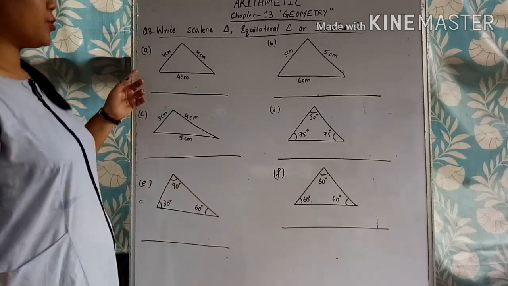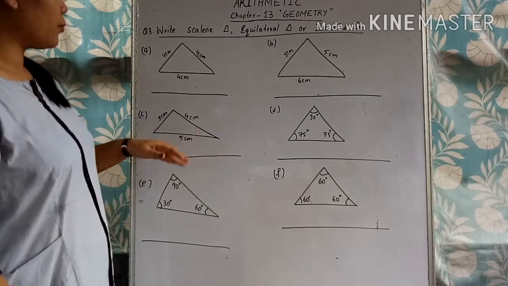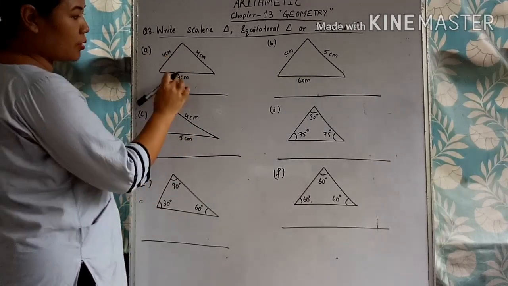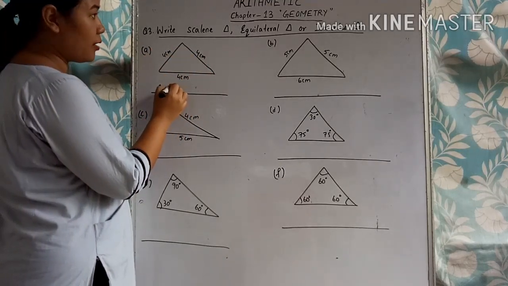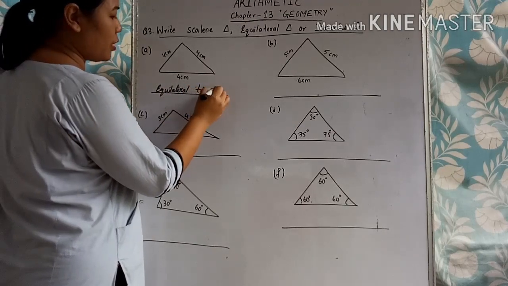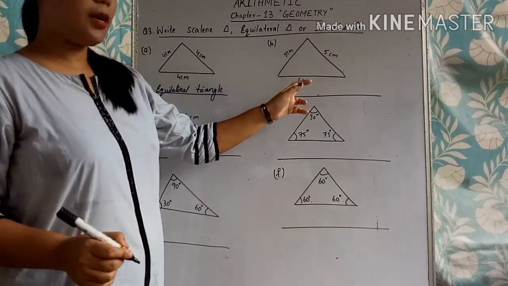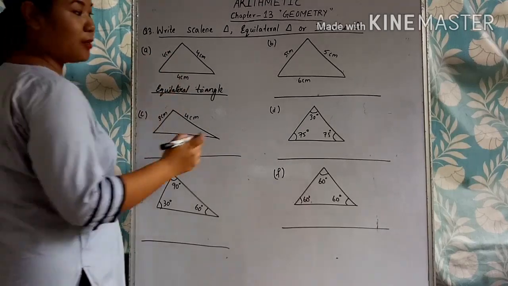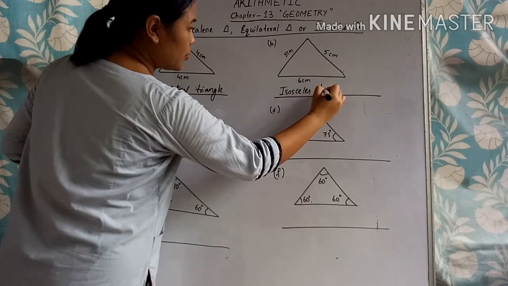Now let us solve question 3. By seeing the sides and the angles, we will name whether they are equilateral, scalene or isosceles. Now you see here all the sides are equal. So if all the sides are equal, that means it is an equilateral triangle. So you just have to name the triangle. Now you see here two sides are equal and the base is different. So is it isosceles or scalene? It is an isosceles triangle. Okay.